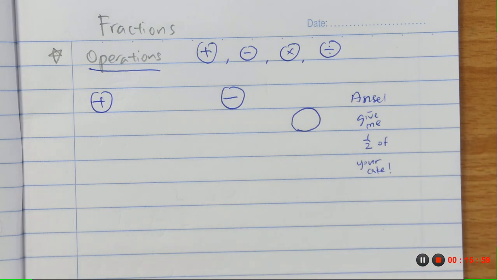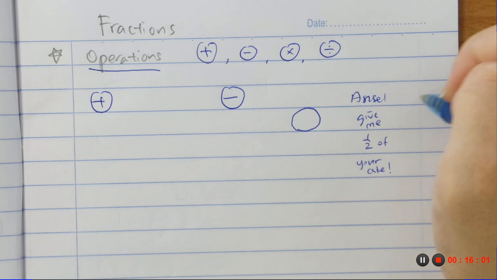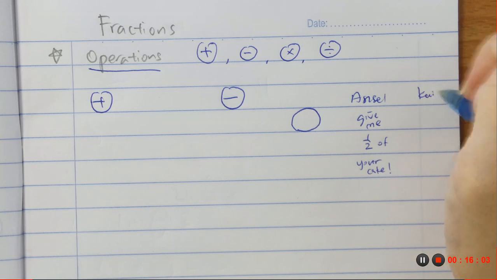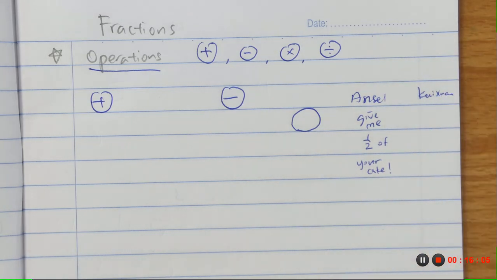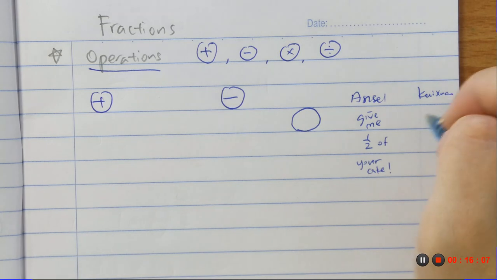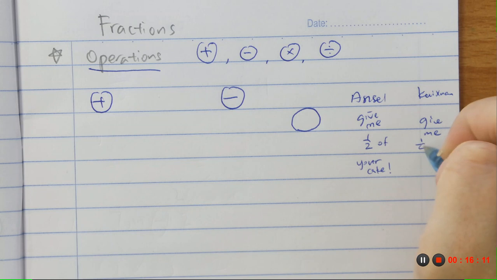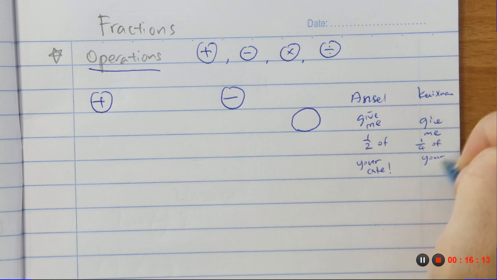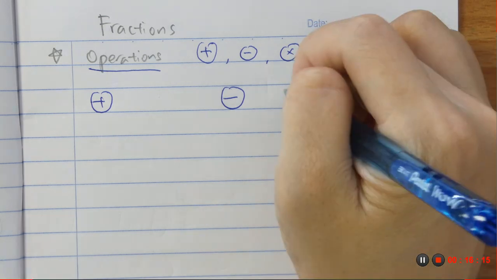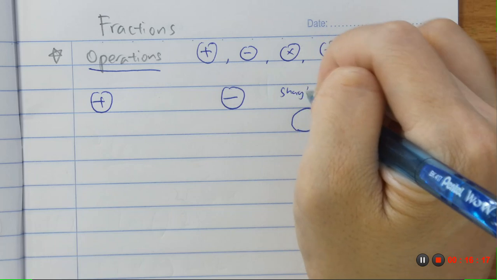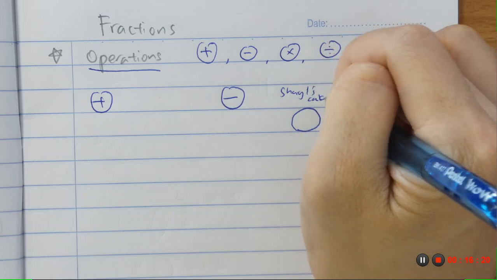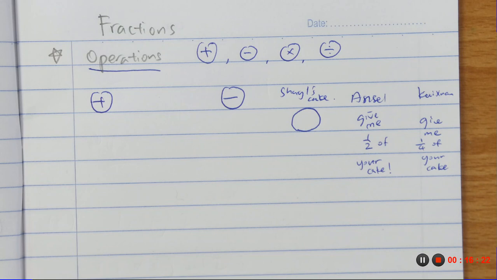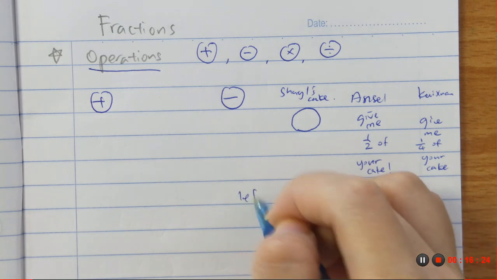And then Kai Xuan comes by. Kai Xuan says, I also want to eat cake. Give me 1/4 of your cake. This is Cheryl's cake. At first, got one whole cake. Then ask, how much left?